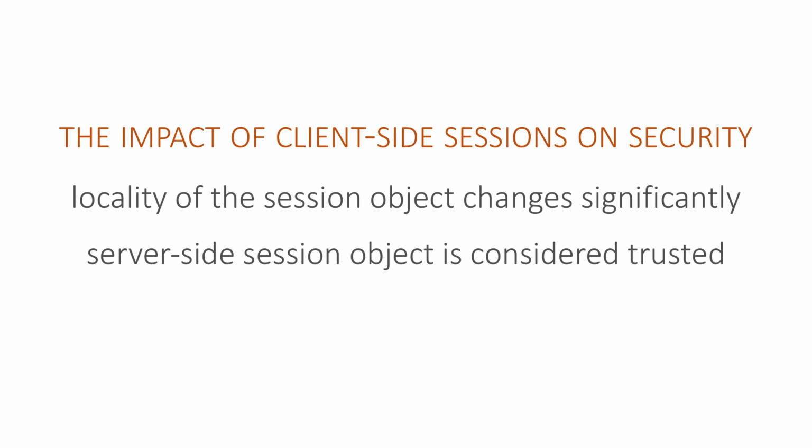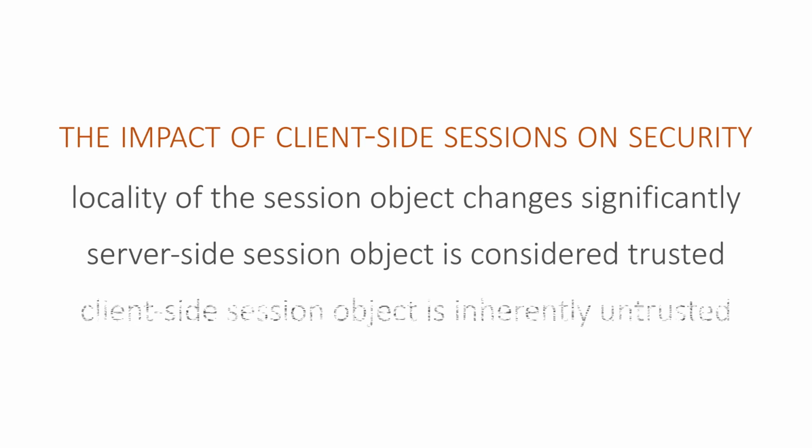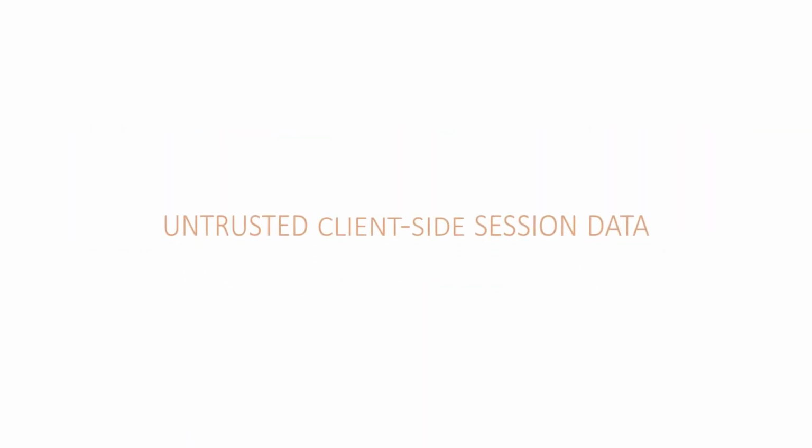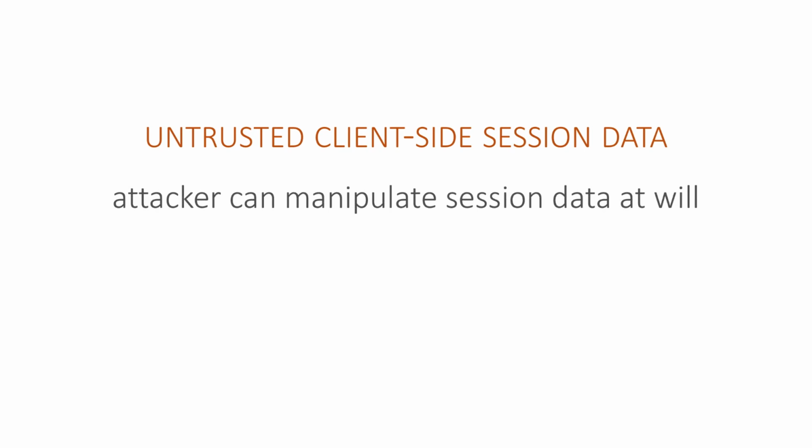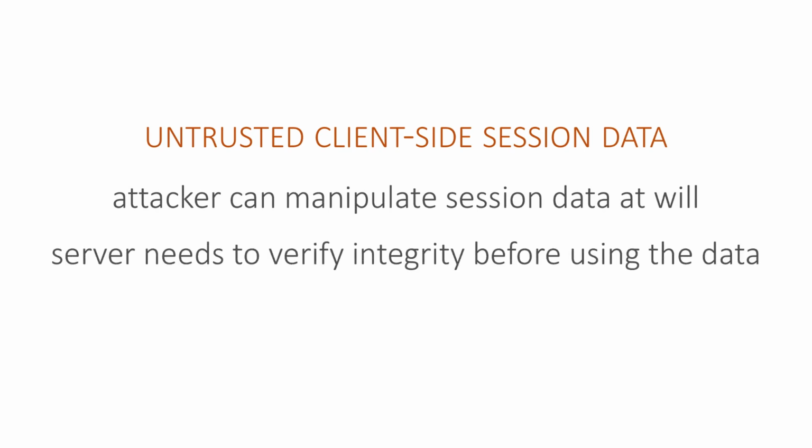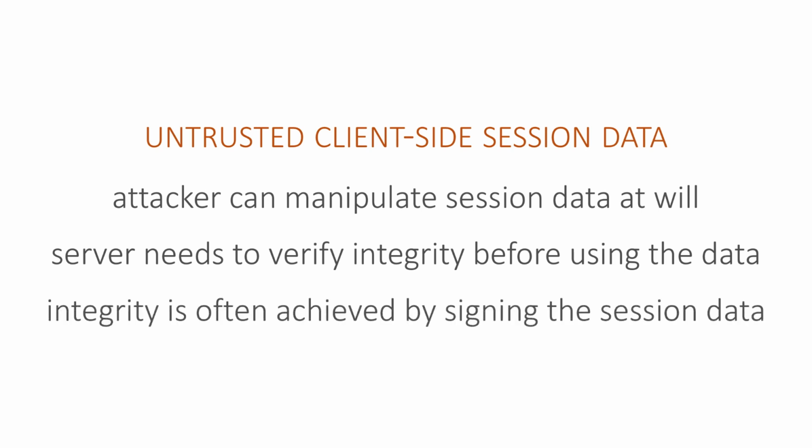However, with the session object stored on the client, that assumption no longer holds. The attacker can now change a session object before sending it to the application. Therefore, the data stored in the session object can no longer be trusted. The server should check the integrity of the session object before using any of its data. This integrity check is often implemented by adding a server-generated signature to the session object.